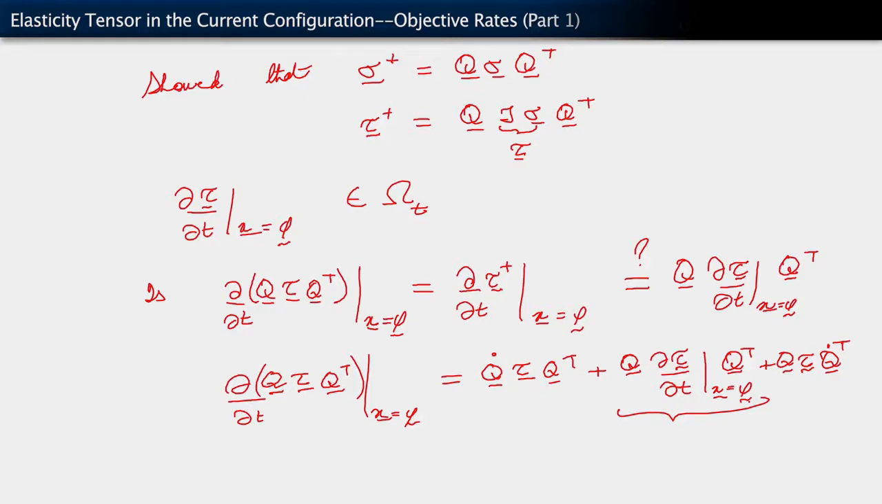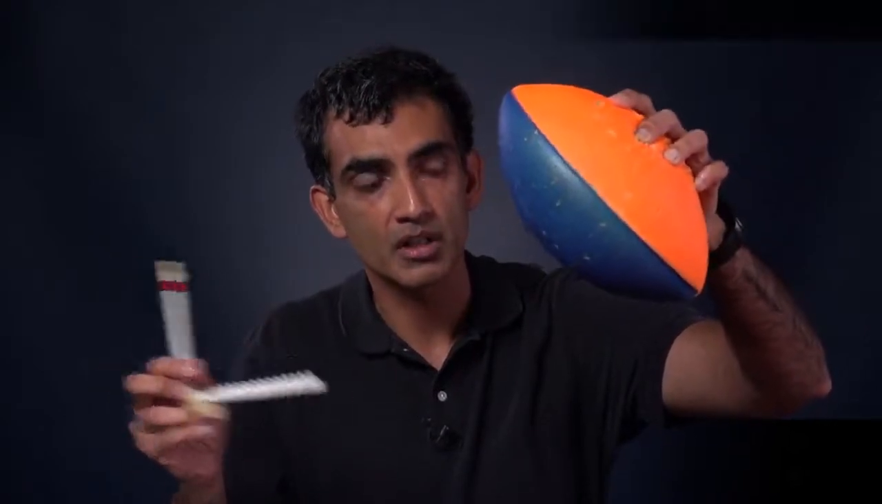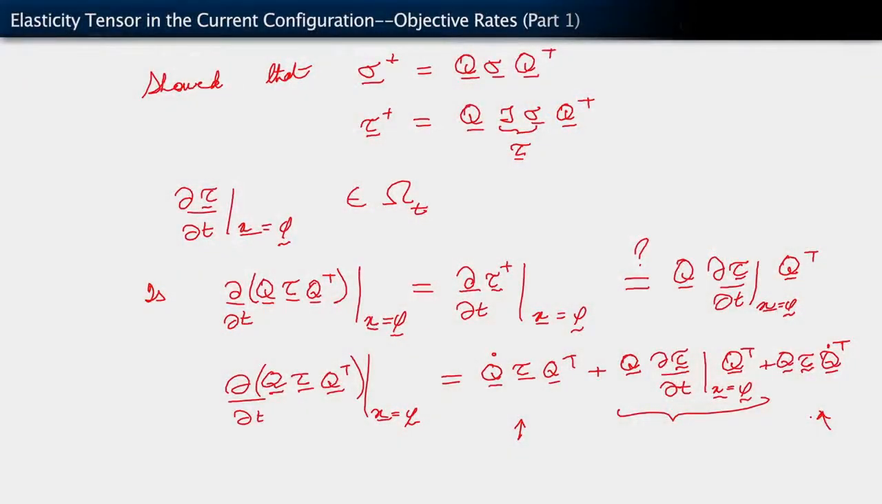There's other stuff. There are these two terms which muddy the waters. And I say they muddy the waters because, if you think about it, I'm applying rigid motions on the current configuration, and I know how tau transforms. That part is quite clear. We know that tau transforms like shown here.